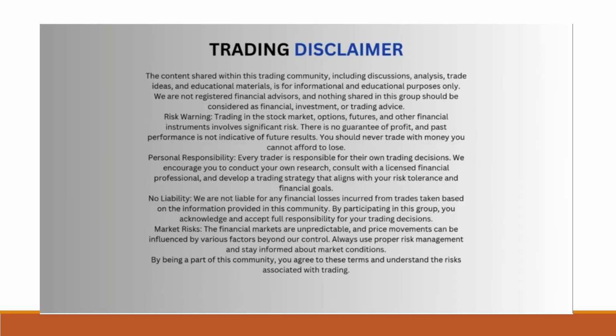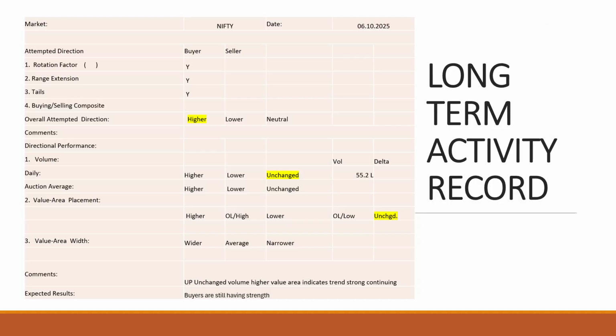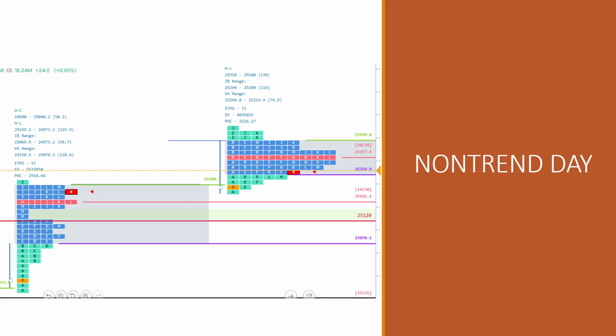As always, I tell you this is just an educational video wherein I am recording my emotions and mindset while trading. So, this was a long-term activity record. It clearly indicates that sellers and buyers were dominant, and the volume was 55, meaning somewhat unchanged volume. And the value area placement was towards the higher side. So, it indicates that the trend is strong and continuing. So, I was of the perspective that buyers still have the strength.